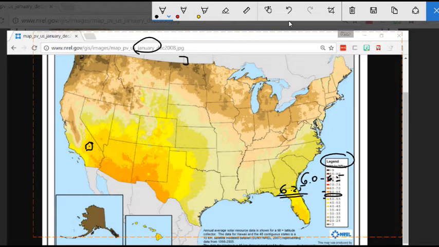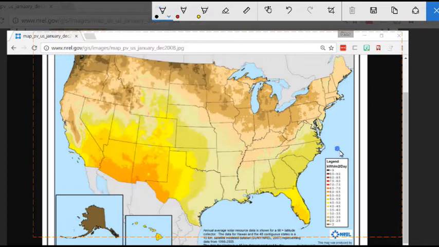And the units are very interesting. The units are shown up here, in kilowatt hours per meter square per day. This whole thing is basically per day.